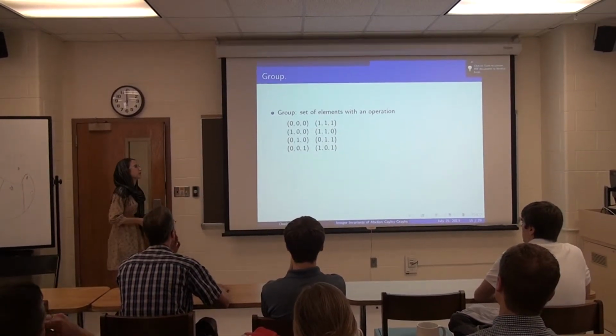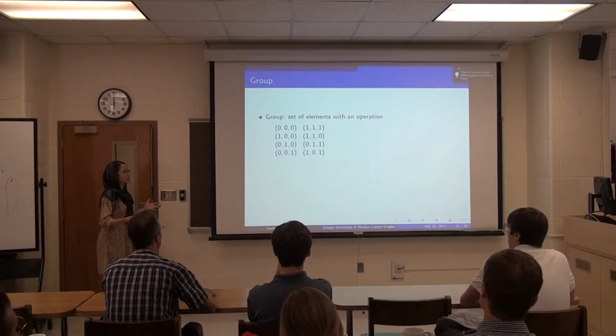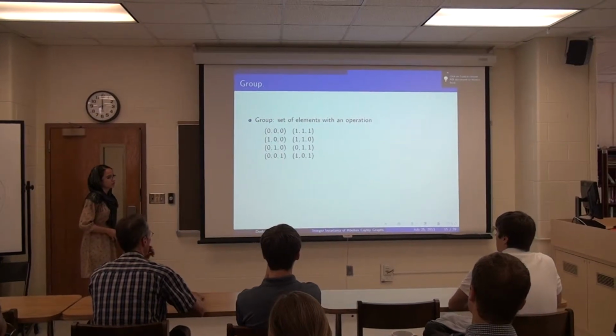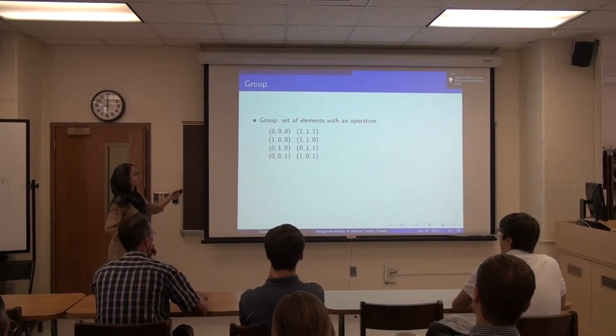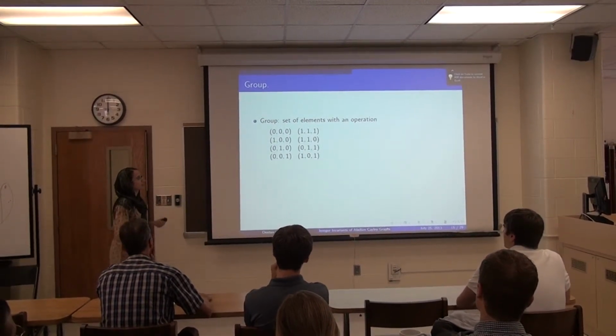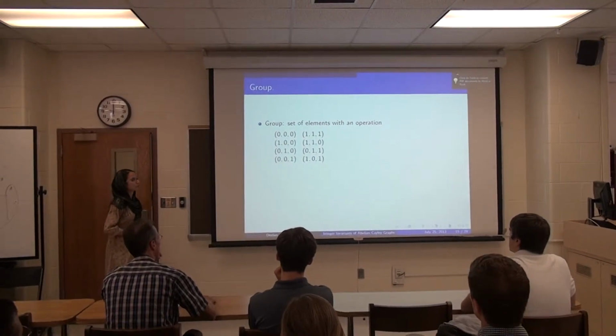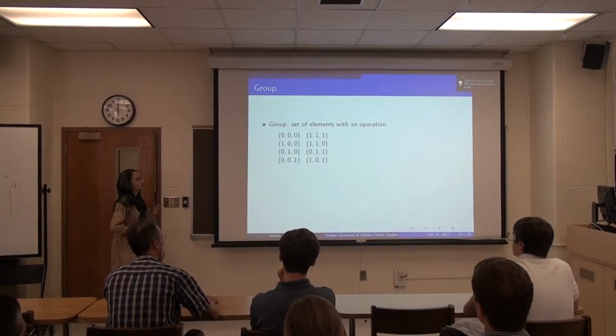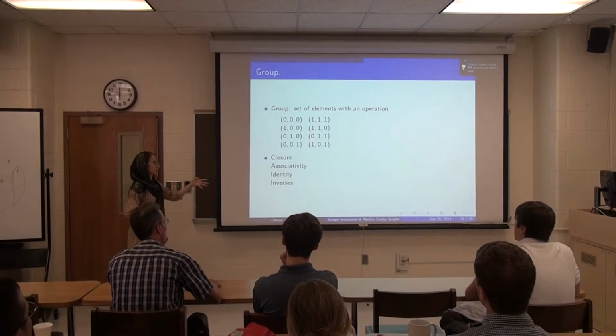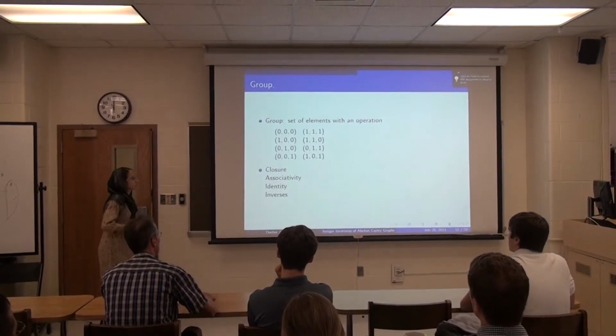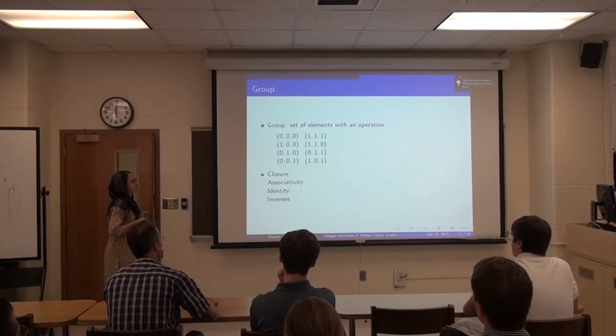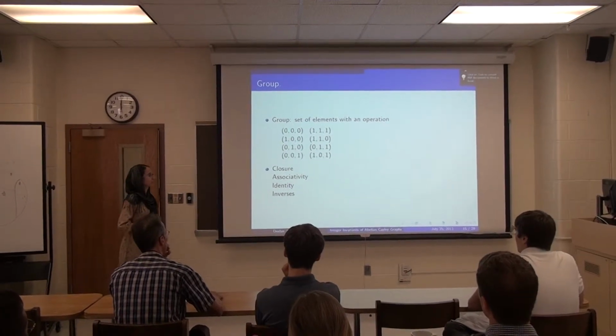So what is a group? A group is simply a set of elements with an operation. So thinking back to our cube, the set of elements we had were those vertices, and the operation we're under is addition mod 2. And then in order for it to be a group, it also must meet these 4 conditions. And the one I'm going to point out is that the identity is the (0, 0, 0), because we're going to need it in just a second.